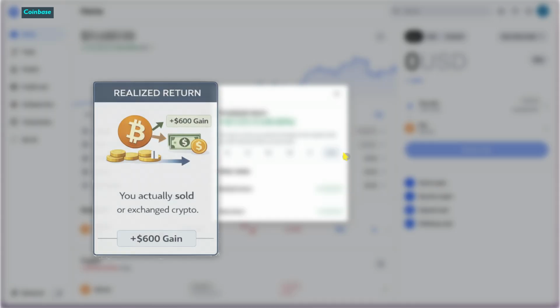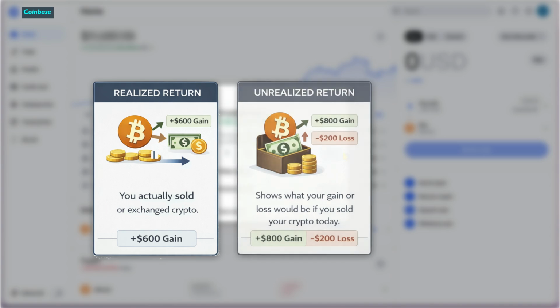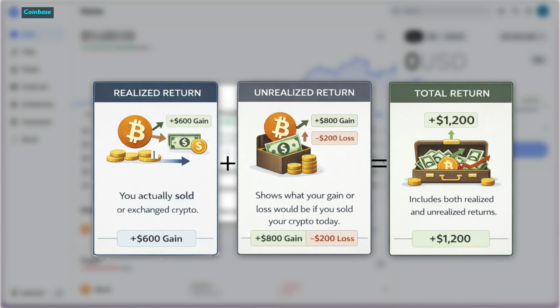Realized return means you actually sold or exchanged crypto. This reflects completed transactions. Unrealized return shows what your gain or loss would be if you sold your crypto today, even though no actual sale took place. Total return includes both realized and unrealized returns.